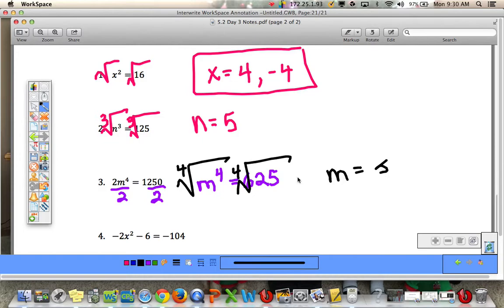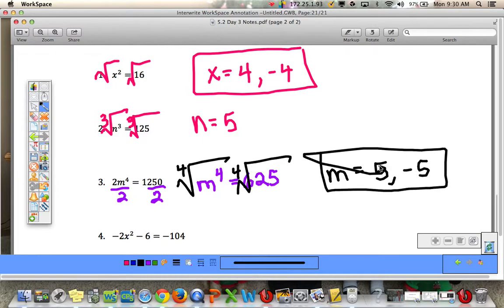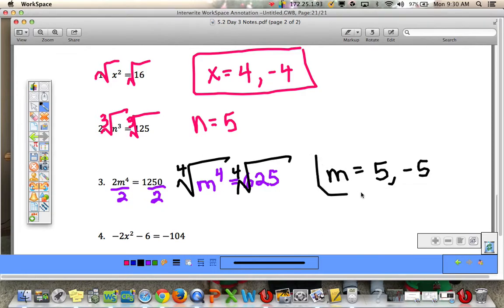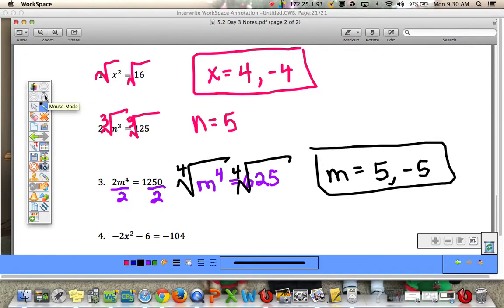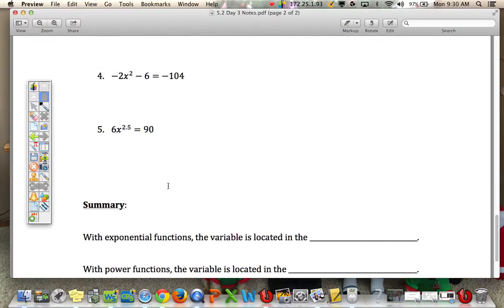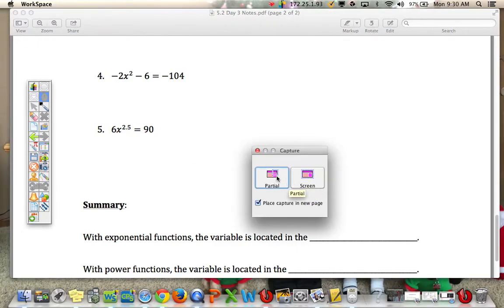And actually, for any even power, there's 2 answers. So the square root of 16 was 4 and negative 4. The 4th root will be 5 and negative 5, because negative 5 times itself 4 times will be positive, and you'll get 625. But if you get m equals 5 for your answer, I'll accept that. Okay, so 2 answers for any even root. Let's go over number 4. Again, if you get stuck, use opposite order of operations to solve.